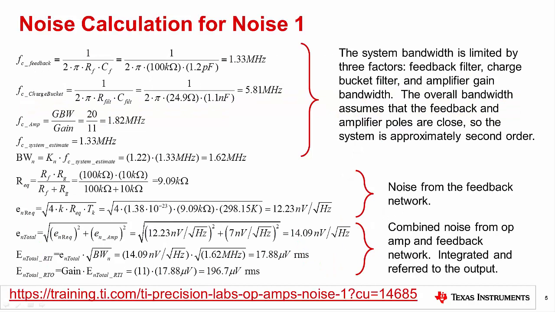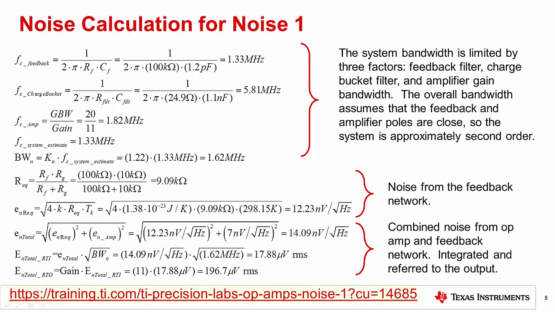Here is the noise hand calculation for the Noise 1 coupon board. If you aren't familiar with amplifier noise calculations, please review Op Amp Precision Labs using the link at the bottom of the page. The first part of this calculation finds the bandwidth for the feedback network, the charge bucket connected to the output of the amplifier, and the amplifier gain bandwidth limitation. The bandwidth limit is 1.33 MHz for the feedback limit, 5.81 MHz for the charge bucket filter, and 1.82 MHz for the amplifier gain bandwidth limit.